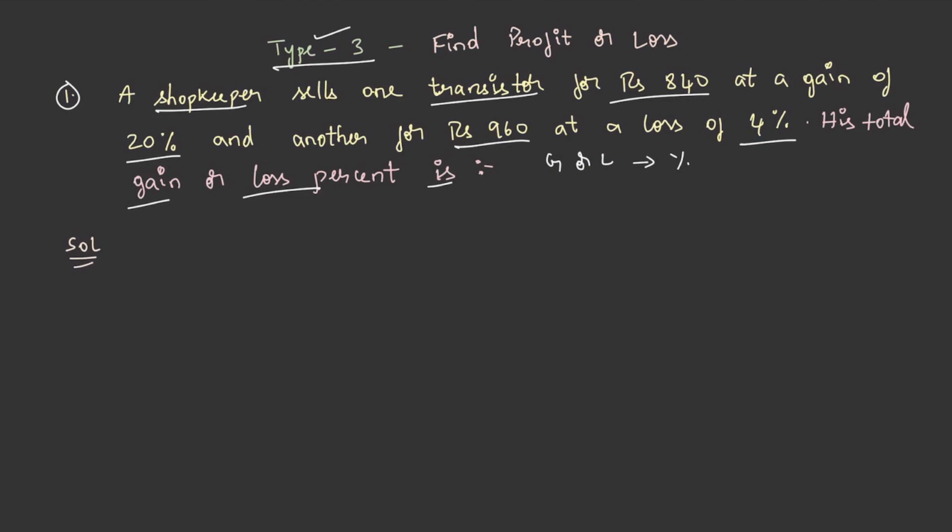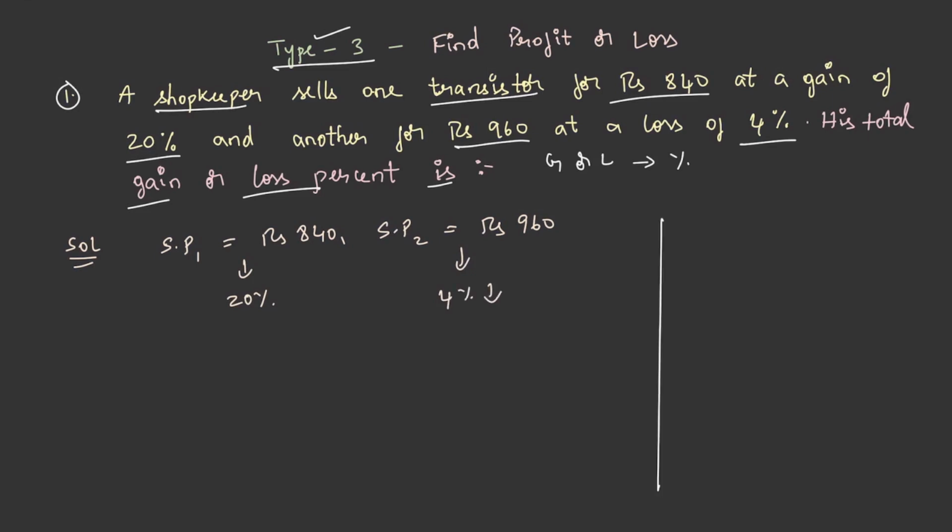Let's solve this. Here the selling price of the first transistor is given as rupees 840 and the selling price of the second transistor is given as rupees 960. In the first case there has been a 20% gain and in the second case there has been a 4% loss. If we know the gain percentage as well as the selling price, there is a formula to find out the cost price. Cost price is equal to 100 by 100 plus gain percent into selling price.